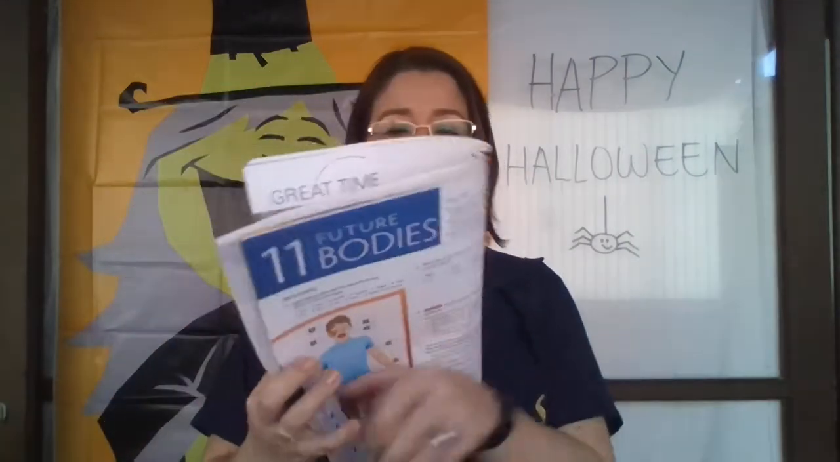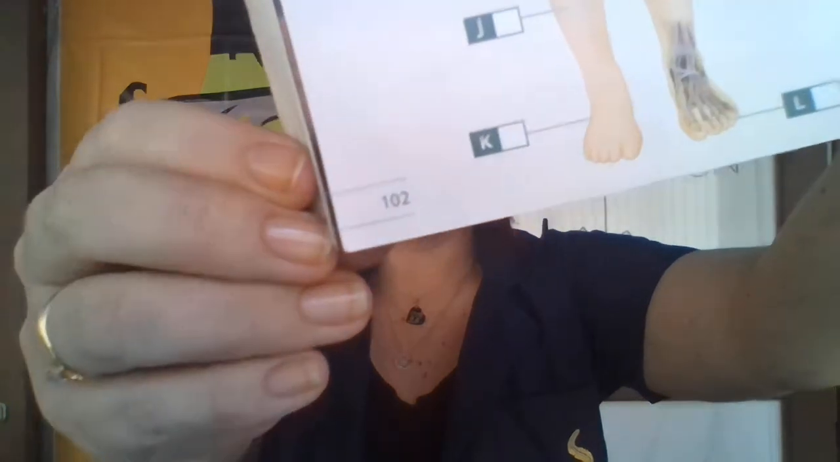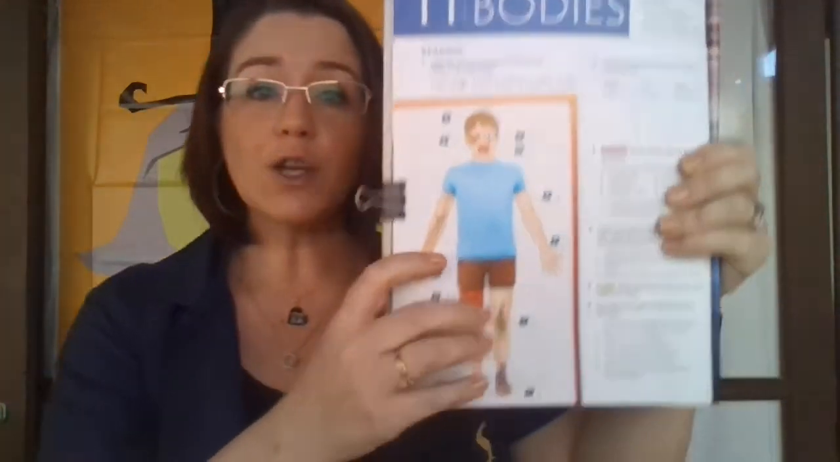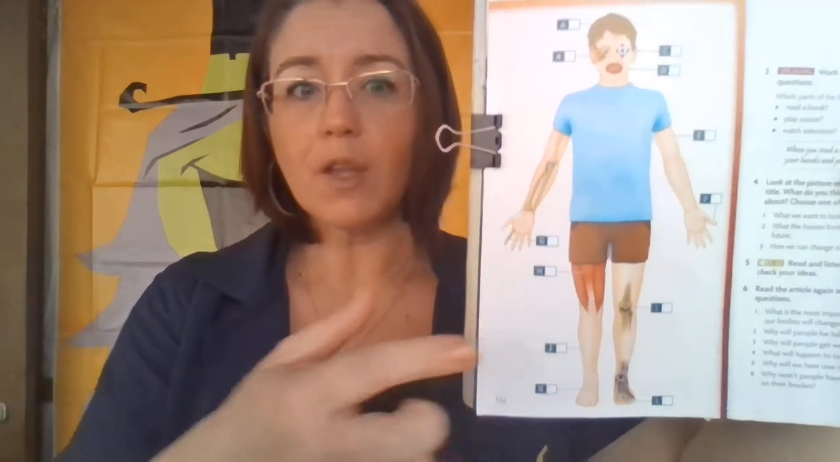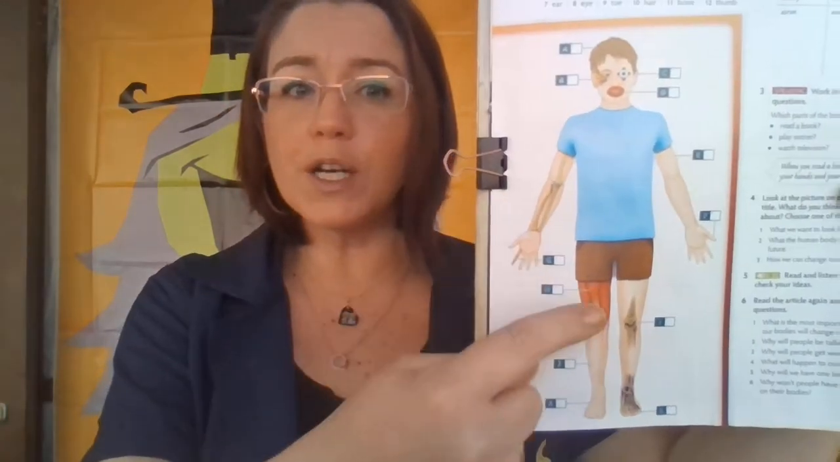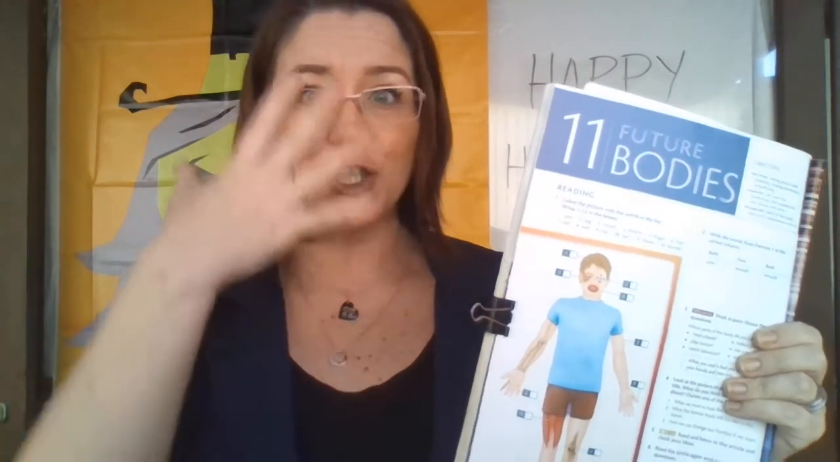Alright, então todo mundo pegando o Student's Book, lá na page 102. Alright, so we have a regular body here. It's a normal body. But we are going to learn some internal parts, ok? A gente já aprendeu várias external parts of the body. A gente vai rever e conhecer algumas internal.